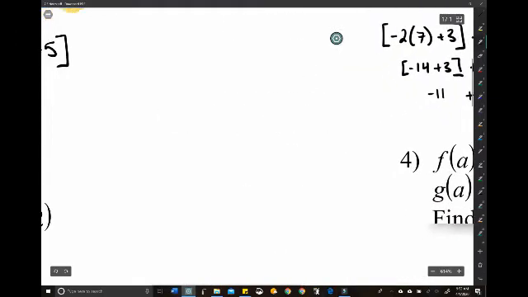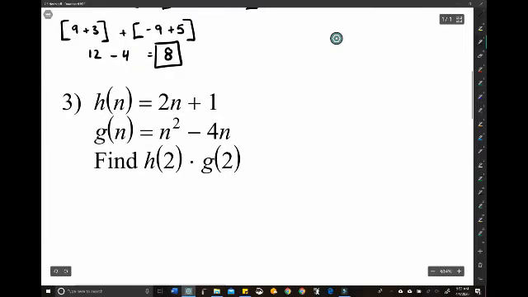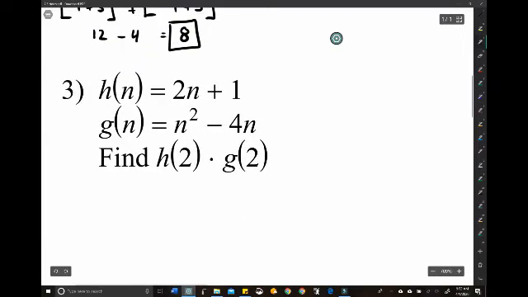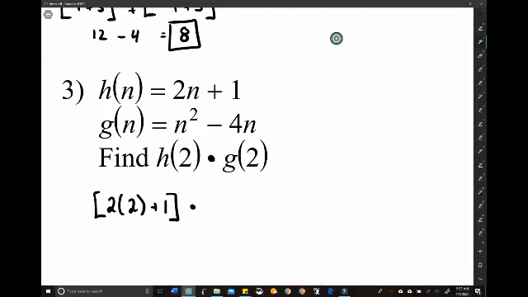So let's see, we have another example here. Okay, multiplication this time around. So very similar, this time multiplying each of the functions at the given value. So h at 2, so this is going to be 2 times 2 plus 1 times g at 2. Again, brackets, I would recommend 2 squared minus 4 times 2.